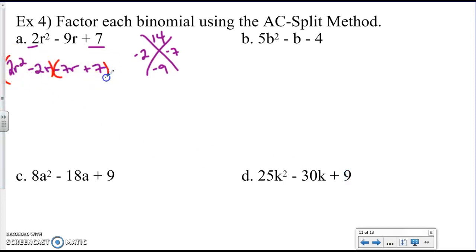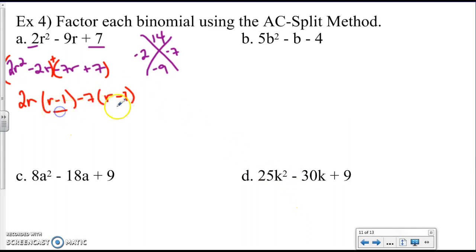And notice I'm going to put that minus sign in the middle as a negative in the middle one. That will help me out quite a bit when I have that there. So for my first group, I can divide both of those by 2r. And if I do that, I'm left with r minus 1. For the second group, I can divide them both by negative 7. And if I do that, I'm left with positive r minus 1.